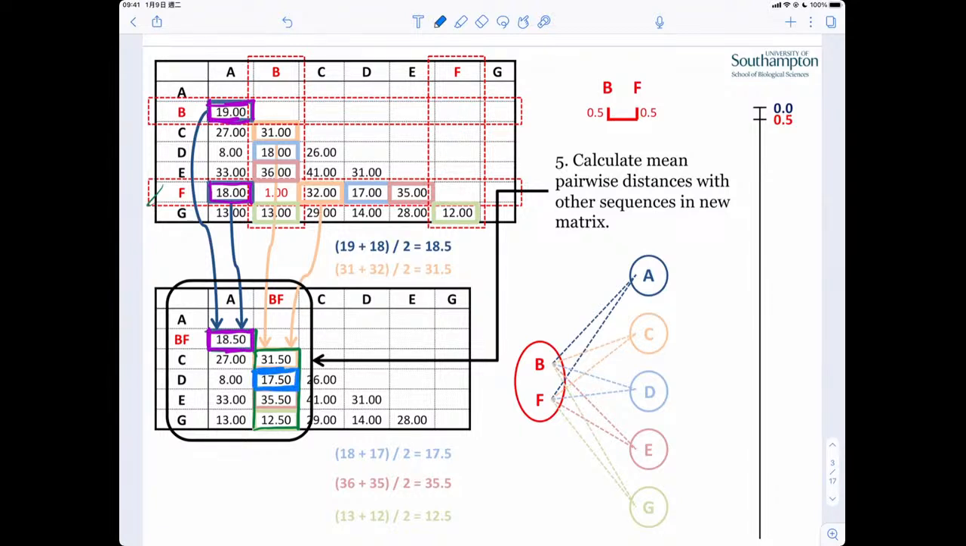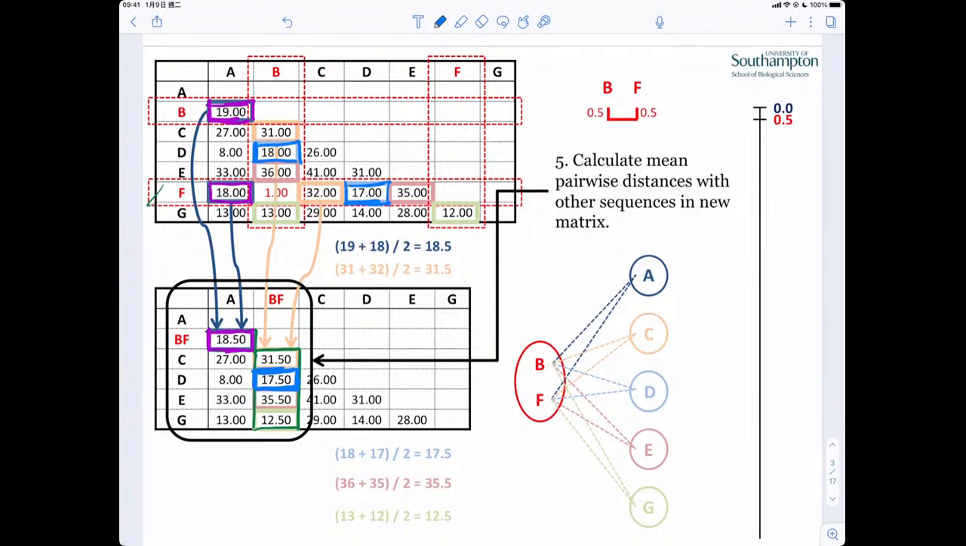I would like to know the distance between D and BF. So similarly, we go to the original table to find the distance between B and D and F and D, which are 18 and 17. So on average, the distance is 17.5. We simply average the distances in the original distance matrix, distance table, into the new table. After we fill in all of the cells, this run is done.